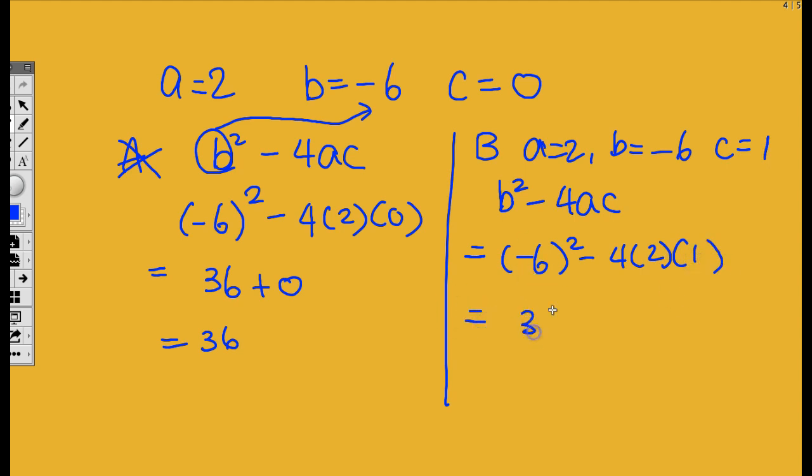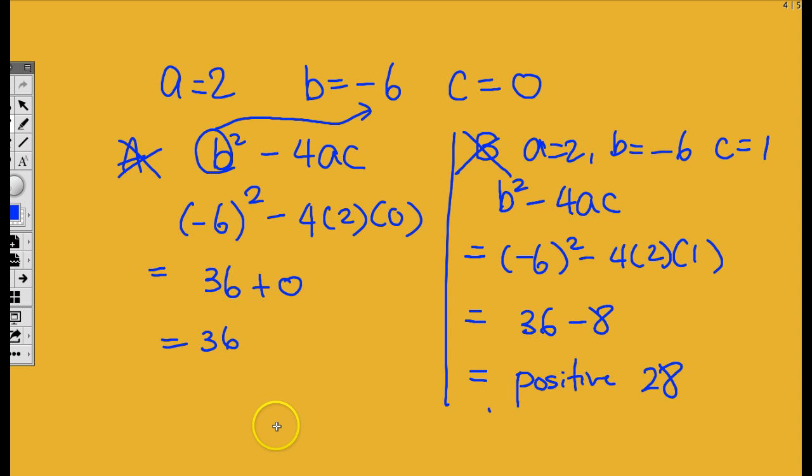Negative 6 squared is 36. Negative 4 times 2 is negative 8. Times 1 is still negative 8. 36 minus 8 is, even though you don't know how to subtract, you already know a big number minus a small number is still positive, right? And if you really wanted to calculate, this is going to be 28, and 28 is a positive number. So you also know that B is not the correct answer.